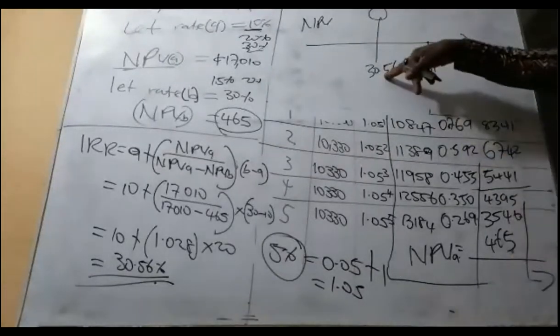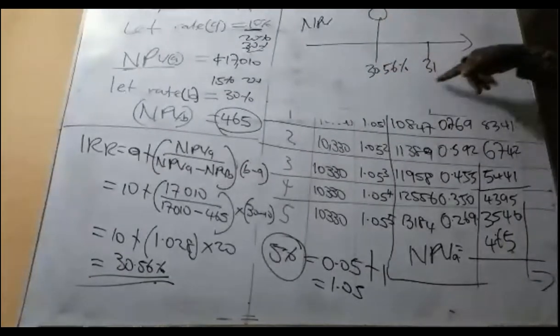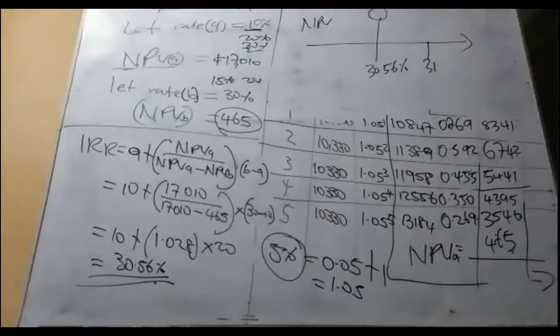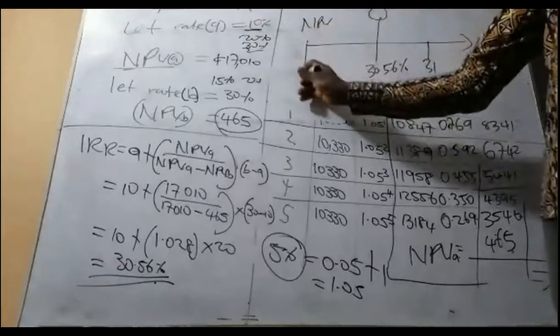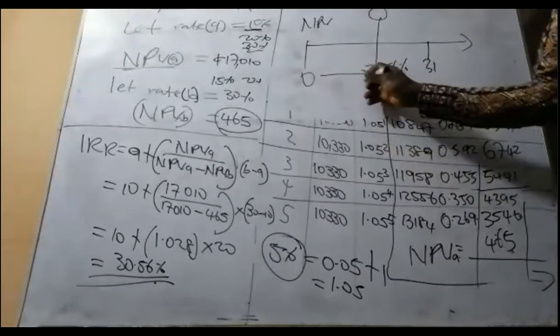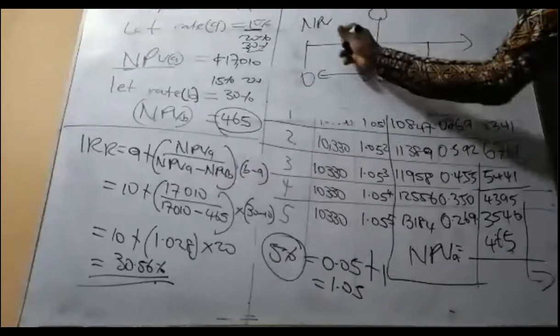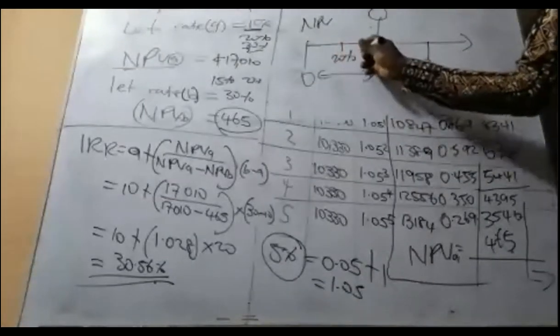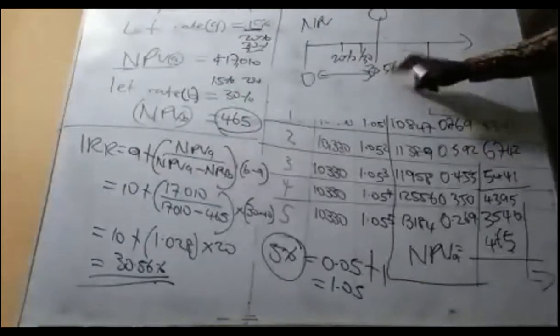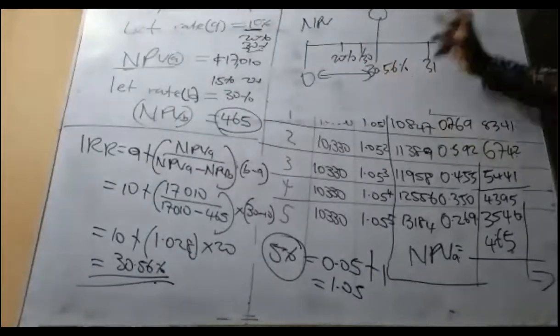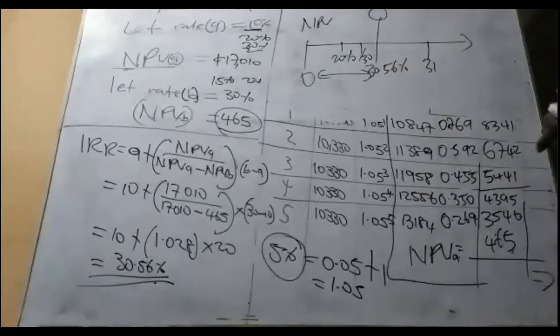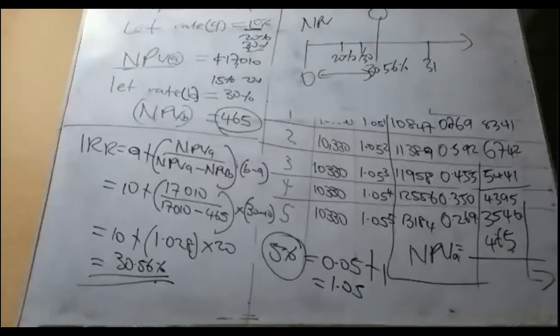Because at this point the NPV is 0, I get negative NPV. Good. So therefore, I'll compare between 0 and this. Any cost of capital within it, I'll accept. If the company's cost of capital is 20%, accept. 30, accept. But immediately it goes above 30.56, reject it. Why? Because the project will give you a loss. So that is the acceptance criteria for internal rate of return.